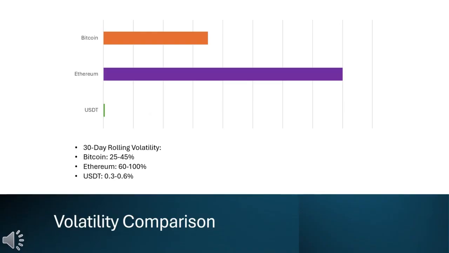Now let's examine market data comparing stablecoins with major cryptocurrencies. Using 30-day rolling volatility based on the past year's price data, we found striking differences. Bitcoin showed high price volatility, fluctuating between 25 and 45%. Ethereum fluctuated between 60 and 100%. Meanwhile, USDT's volatility remained between 0.3 and 0.6%, virtually static. This difference stems from stablecoins' one-to-one peg structure against the US dollar, not market supply and demand.